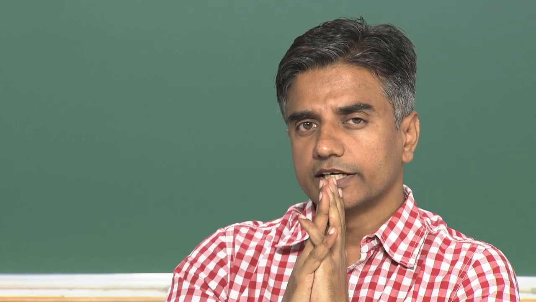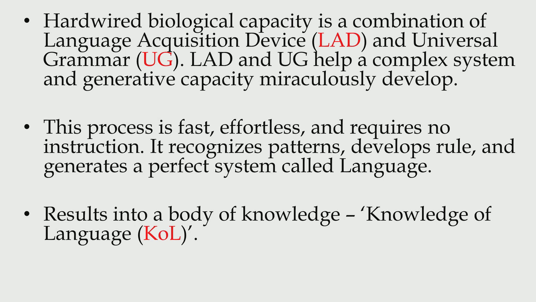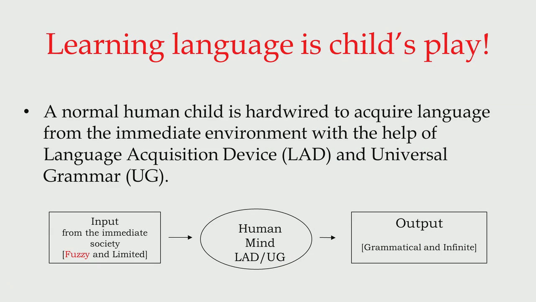Before we look at generative grammar, we want to look at one more aspect. On the basis of universal grammar, language acquisition device, and the innateness hypothesis, we come to a point where in the process of learning we uncover knowledge of language. Knowledge of language is a technical term which encodes our learning of language. Why do we call it a child's play finally? We will summarize that. See the slide on the screen. This will help you summarize many things that we have said so far.